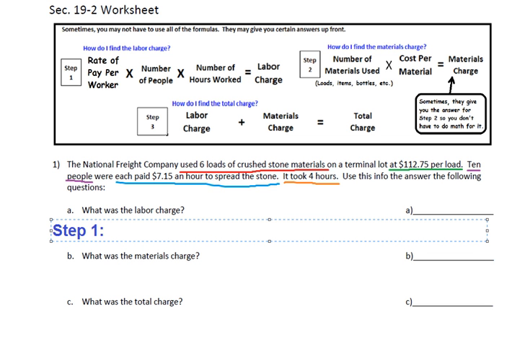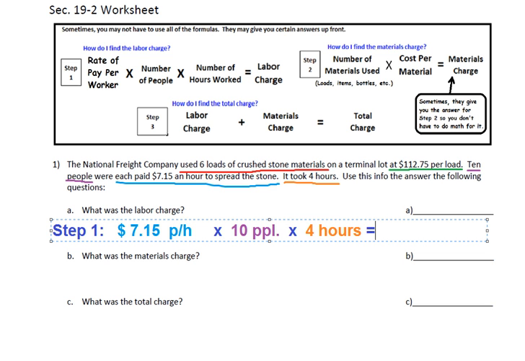Well, step one is going to help us do that. First thing we need to know is, what is the rate of pay per worker? And that is the light blue, $7.15 per hour, that you see there. And I'm going to multiply that times the total number of people. And there were 10 people. So right here, that's per hour. And right here, that's 10 people. And then we're also going to multiply that times the number of hours that were worked. And it was 4 hours.